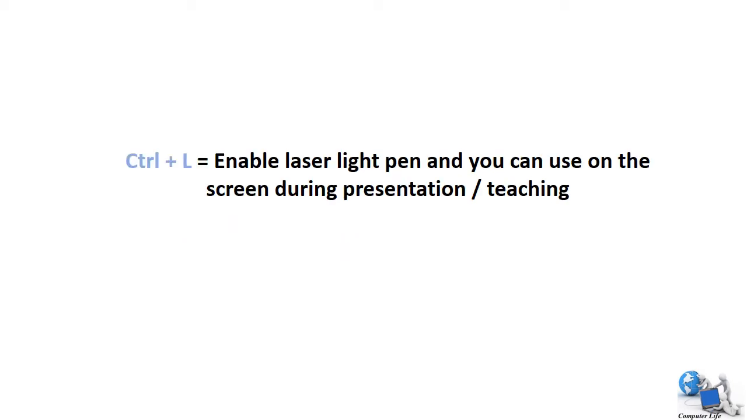Then next we have Ctrl plus L, which enables the laser light pen. Now I'm clicking Ctrl plus L. You can now see that a laser light has appeared, and if I want to explain something to my students, I can explain easily.